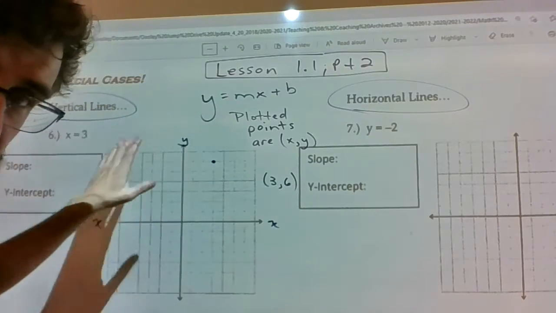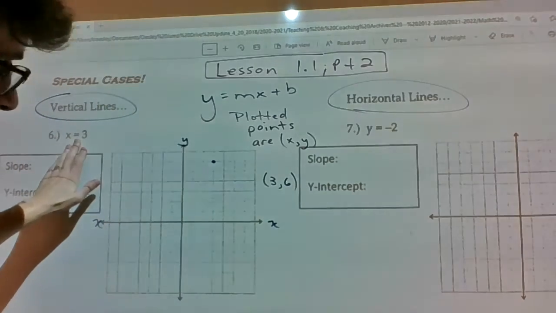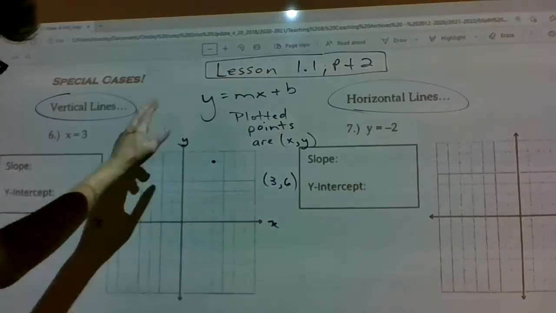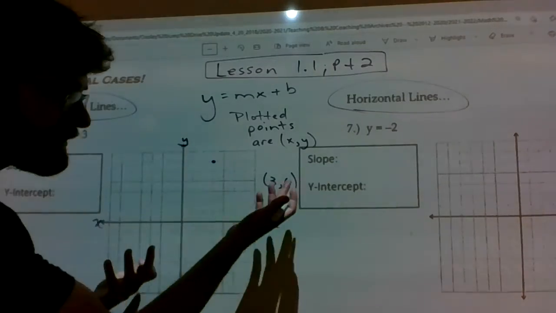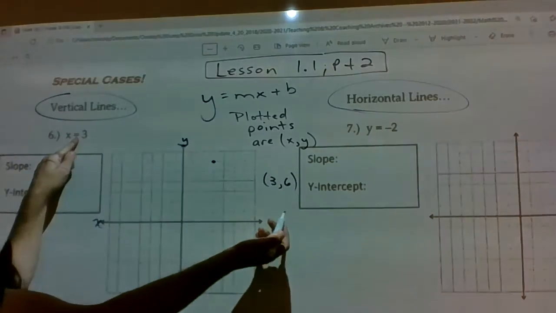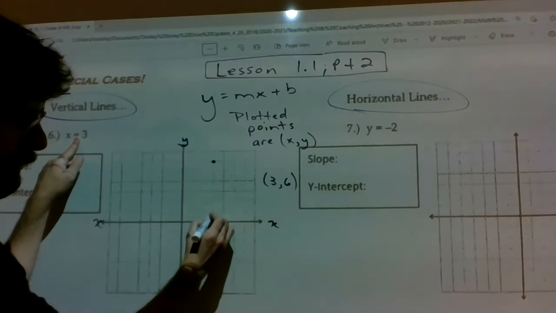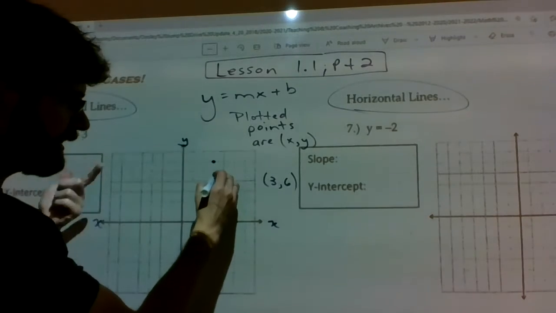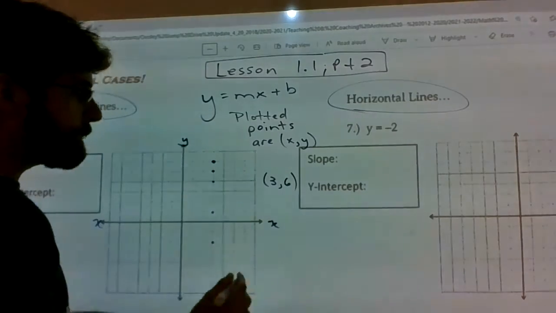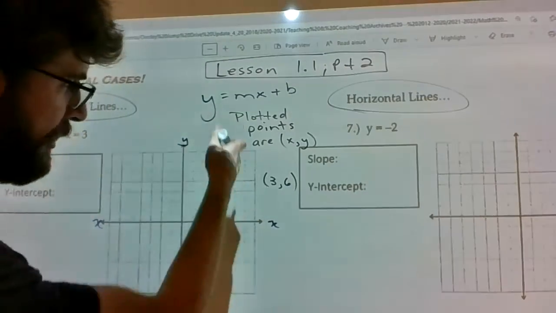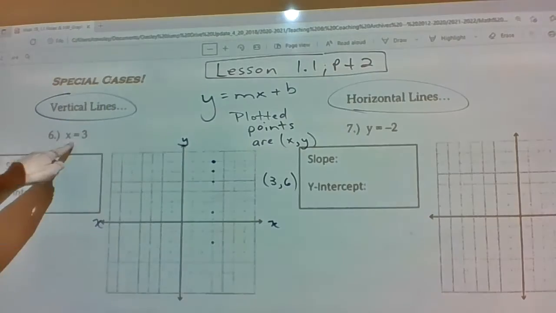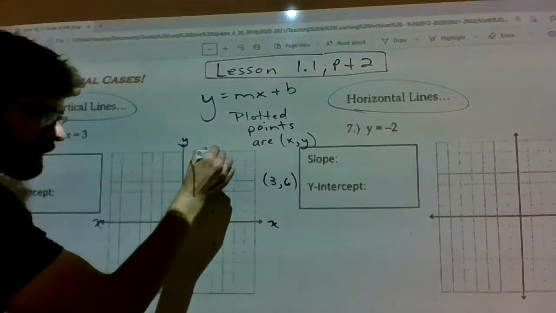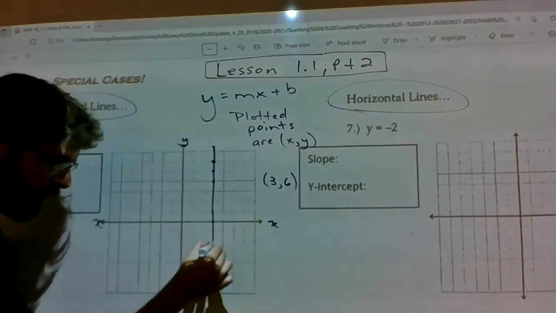Well, when you read an equation that's given to you like this, it's saying that the x-coordinate is always 3. So 3, 6 would be a point on the line x equals 3. So would 3, 1. So would 3, negative 2. So would 3, 5. 3, 4. Basically, every single point on this vertical line gives you x equals 3. So, x equals 3 is a straight up and down vertical line.